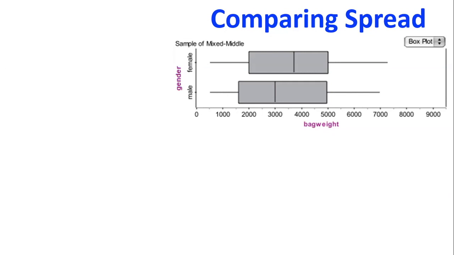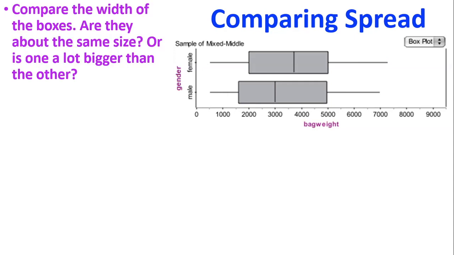Now for comparing the spread. So this is the third feature that we need to do. So we're going to look at the width of the boxes and say, are they about the same size? So you can see here I'm just drawing some red lines to represent how wide the box is. And remember that box is my interquartile range, which is the middle 50% of my data. Okay, so it's looking around about that centre, how much spread there is around the centre.